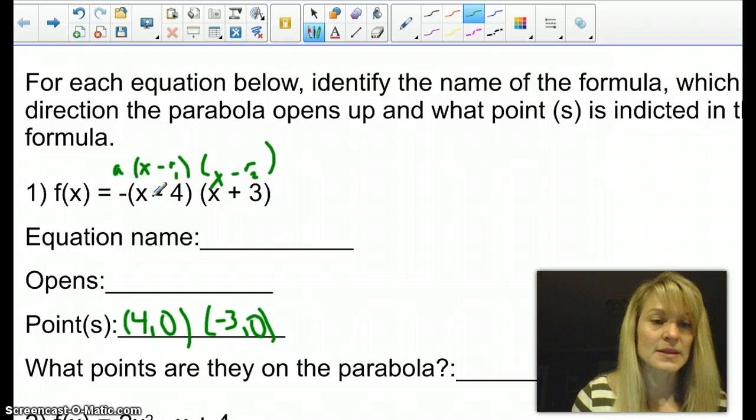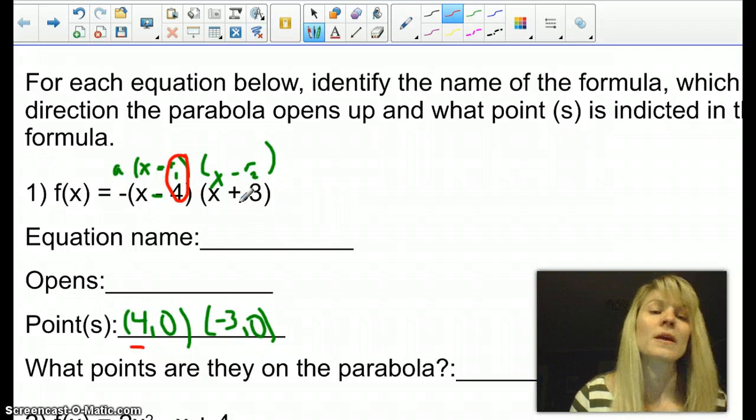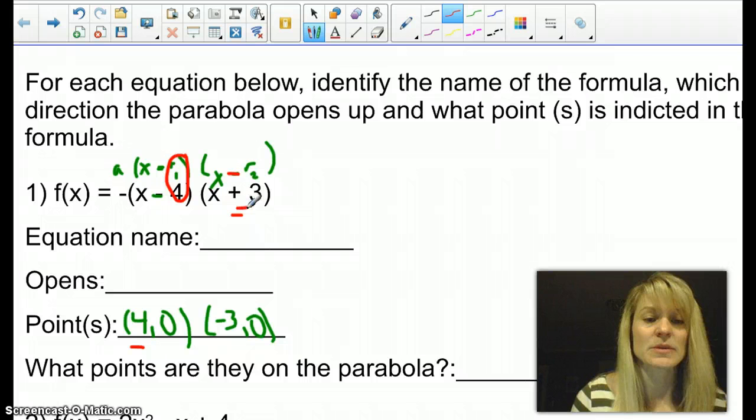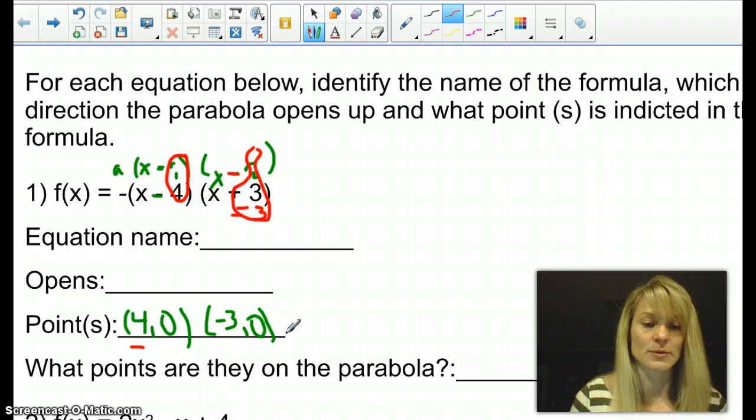So you can see that this is minus and this is minus, so therefore 4 is in place of the r1, so it intercepts at 4. Now you can see here this is minus, but this is plus, so this must have been minus negative 3 because it has to have the minus there. So in this case, the negative 3 is in place of the second root. Okay, so make sure you can do that.